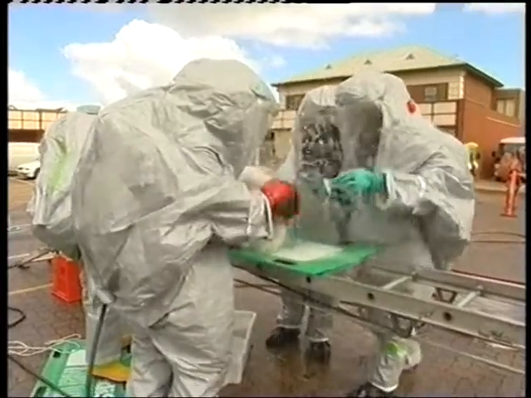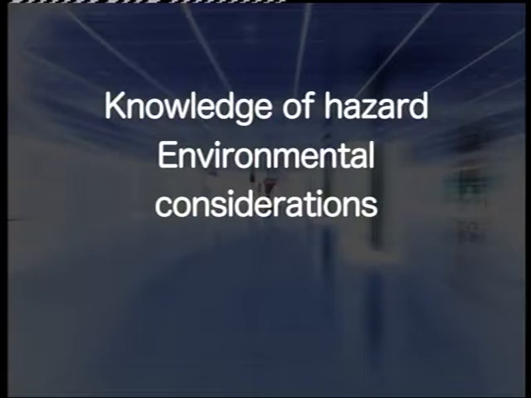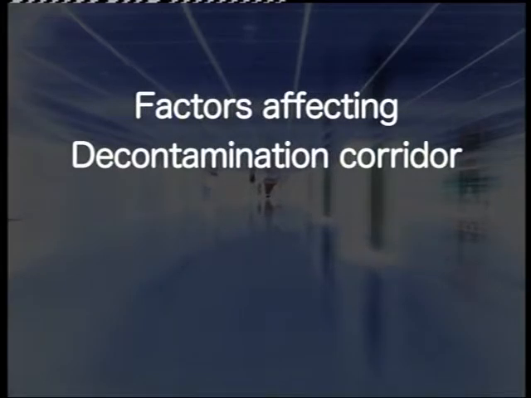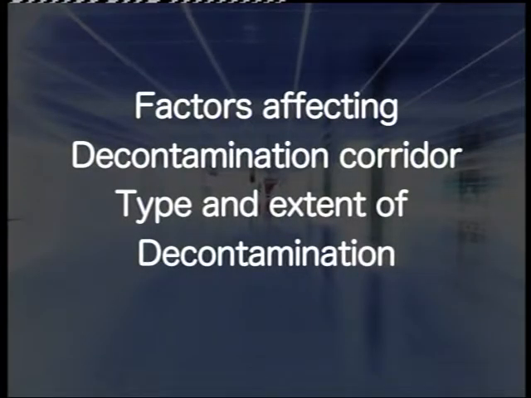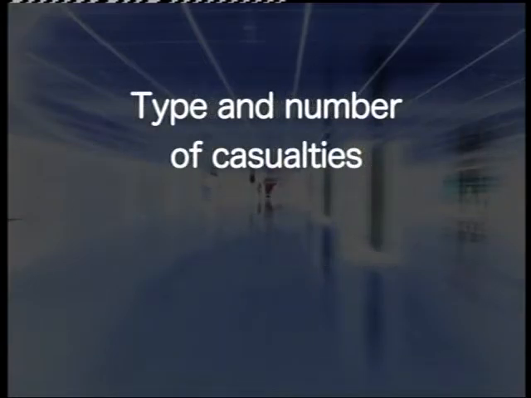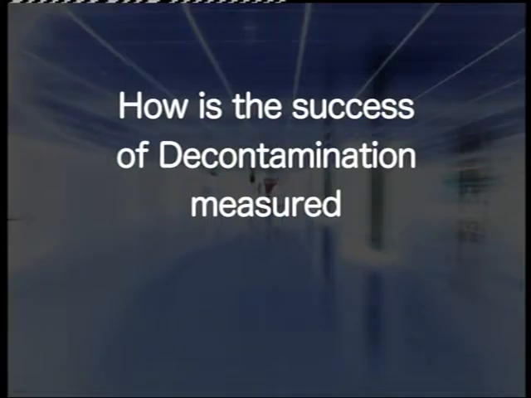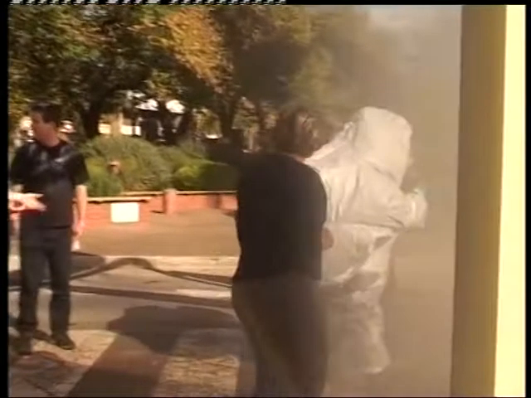Decontamination requires a plan, which should address factors such as knowledge of the hazard and how the hazard is to be removed, environmental considerations, what resources are available to undertake decontamination, factors affecting the location of the decontamination corridor, the type and extent of decontamination, such as whether it is emergency or technical, or requires washing of hands only, the type and number of casualties, what is going to happen with the casualties after they have been decontaminated, and how the success of decontamination is measured? Remember, safety is always the priority.